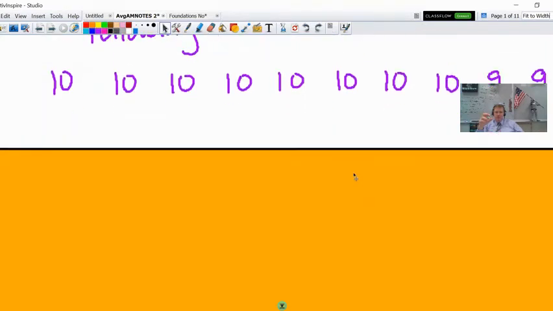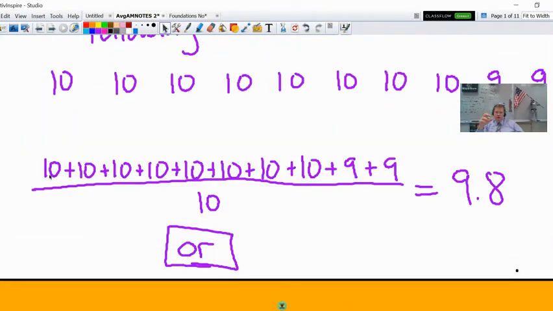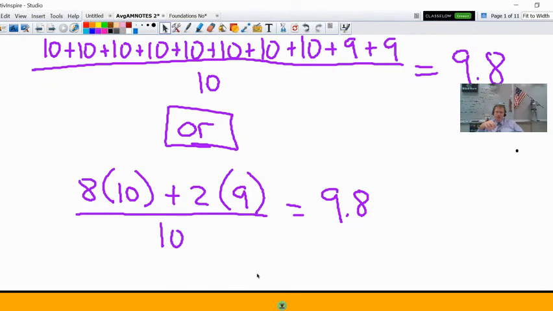So how would you do that? Well, here you go. The 10 appears multiple times and the 9 only appears twice. Since there are 10 numbers in total, we're dividing by 10 to get the average, 9.8. Or we could do it this way. The number 10 appears 8 times, the number 9 appears 2 times, and that would be 10.